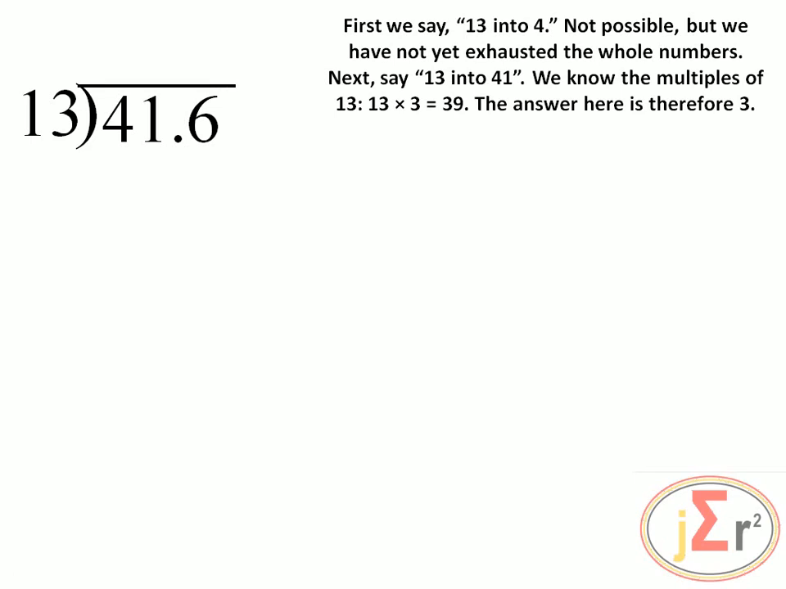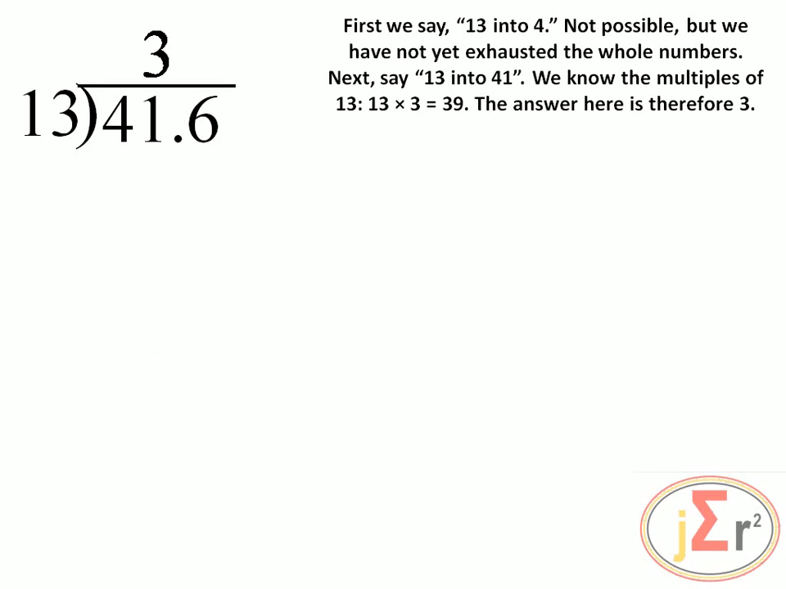Next, say 13 into 41. We know the multiples of 13. 13 times 3 is 39. The answer here is therefore 3. Because we know that 13 times 3 is 39, so close to 41 but a little less than 41, we are sure that 13 will also be able to go into 41 3 times.